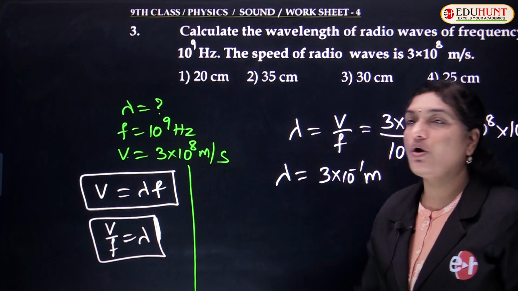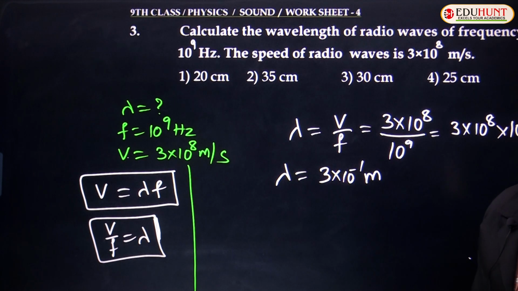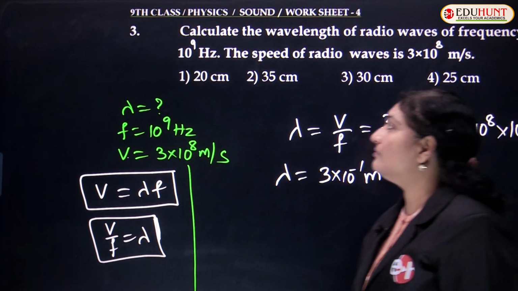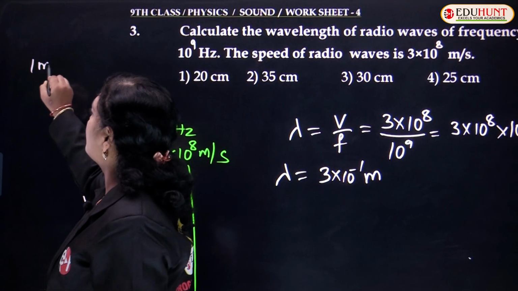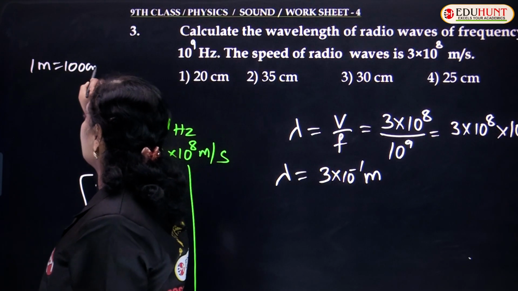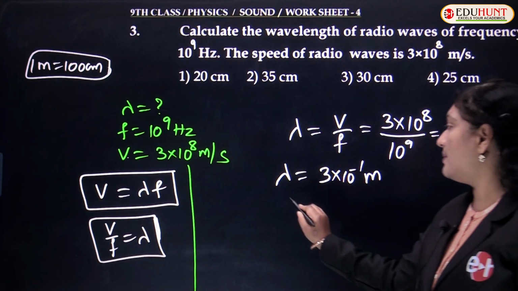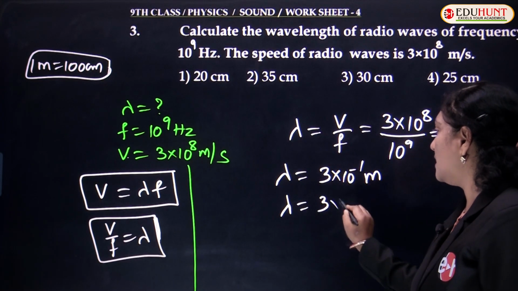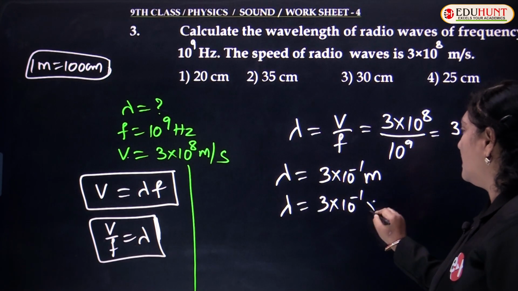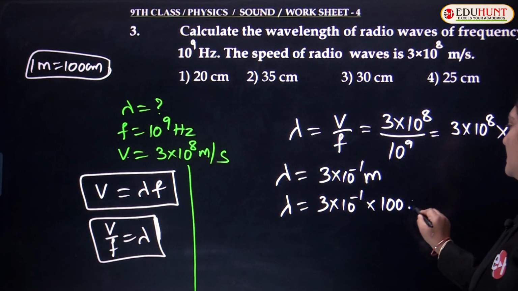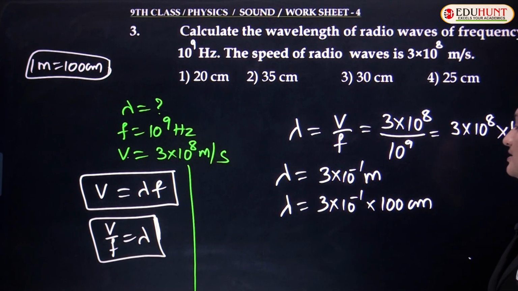But answer you want it in centimeters. But children, what is the relation between meter and centimeter? We know that 1 meter is equals to 100 centimeters. So lambda must be equals to 3 into 10 power minus 1. Instead of meter, I have to replace it with 100 centimeters. Now you got the answer in centimeters.